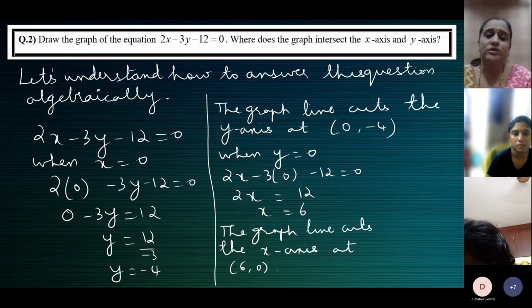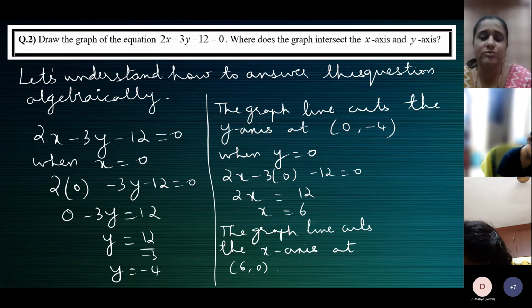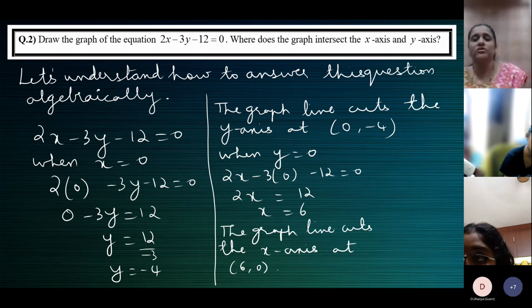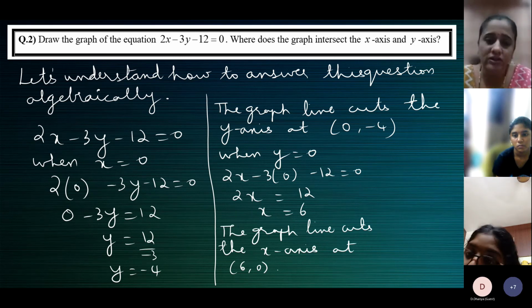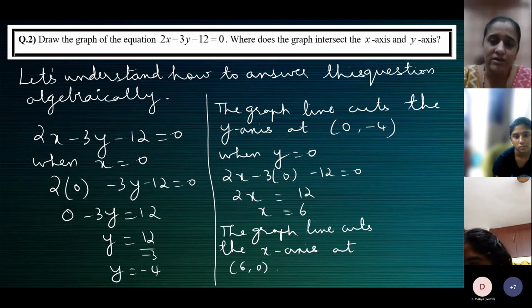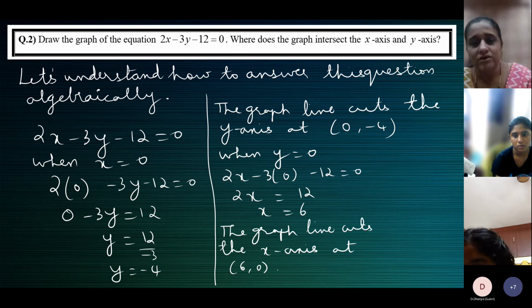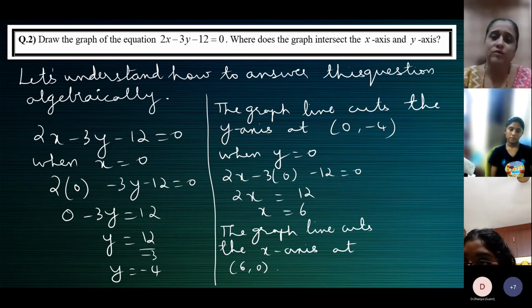So we answered the question without making the graph. That is algebraically, not graphically. For this, you should take x is equal to 0 and y is equal to 0. I'm explaining, children, listen. Take x as 0 and find the corresponding value of y. Take y as 0 and find the corresponding value of x.